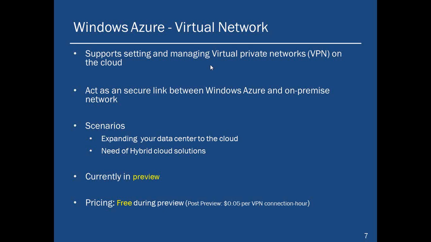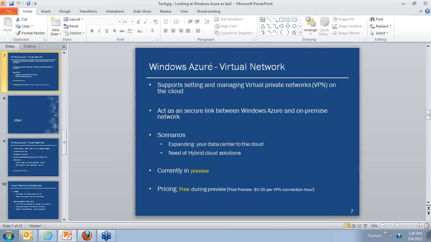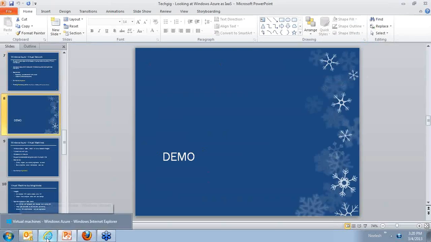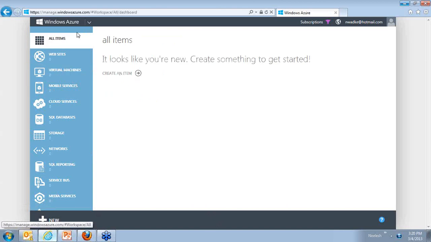So let's see a quick demo on how things work. I'm sure by now you know that Windows Azure is accessible from the Windows Azure management portal. Right now I am on the browser, and I have already logged into the management portal. The URL of the management portal is manage.windowsazure.com. You can see that highlighted on the screen. People who have access to it can enjoy these services free for now.